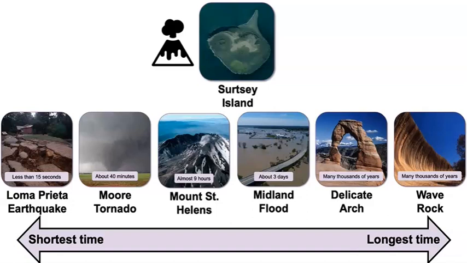Now, where would you place the volcanic eruption that formed Surtsey on the Earth event diagram? Point to the screen. Did you say after the flood? It happened over years, but not as many years as it took to form Delicate Arch and Wave Rock. Comparing Earth events can help us describe how quickly or slowly land changes.